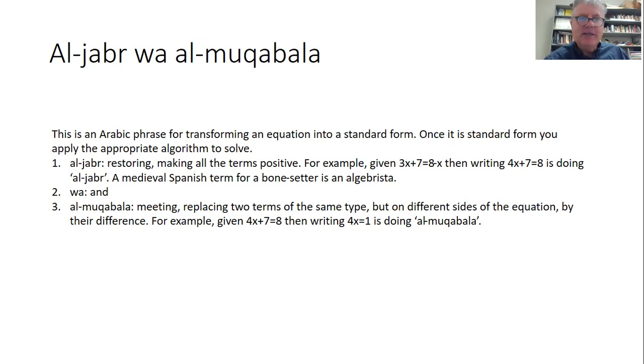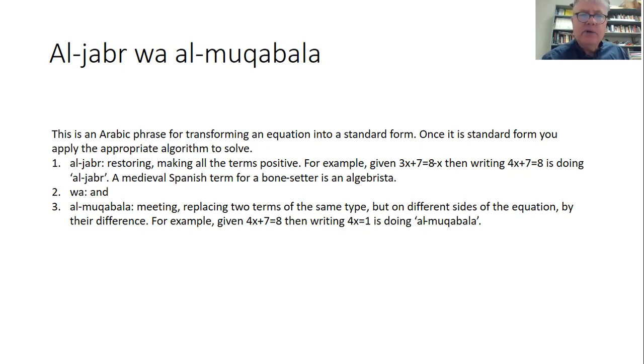So an interesting comment is that the medieval Spanish term for a bone setter was an algebrista. So just emphasizing the word restoring there. So wa is just "and" in Arabic. And then the last phrase there, al-Muqabala, means meeting or maybe meeting place.